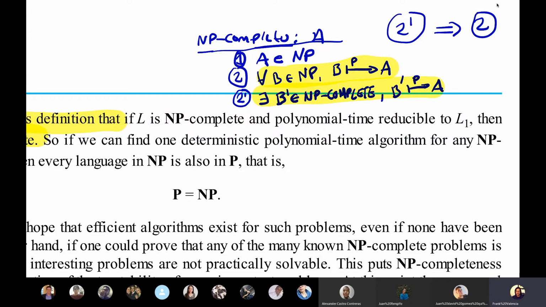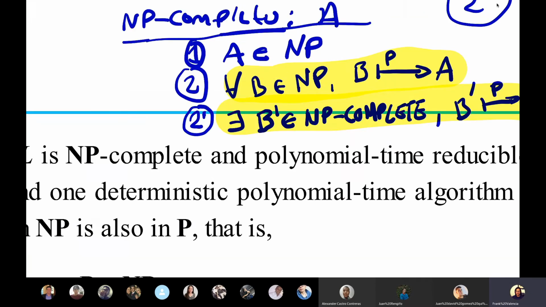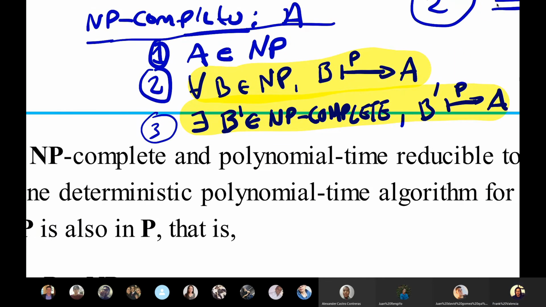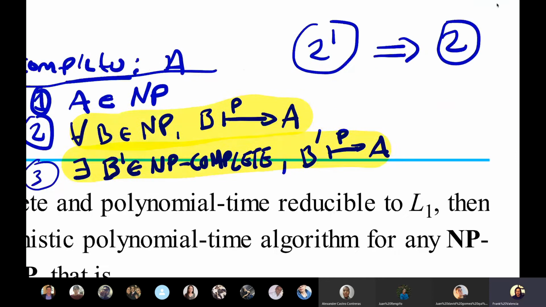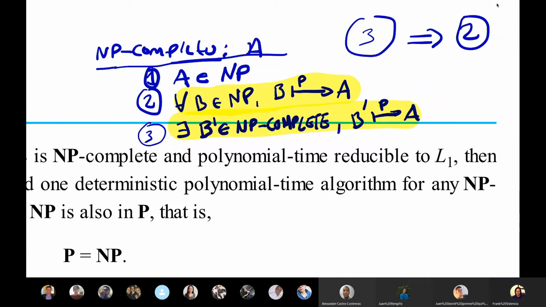Let's suppose that instead of condition 2, we have this condition, I don't know what to call it, 2 prime. It's better to call it 3. And that means that 3 implies 2. This is going to be hard in general. So instead of doing that, you prove this one.